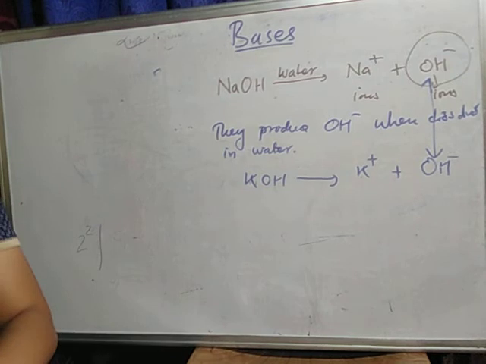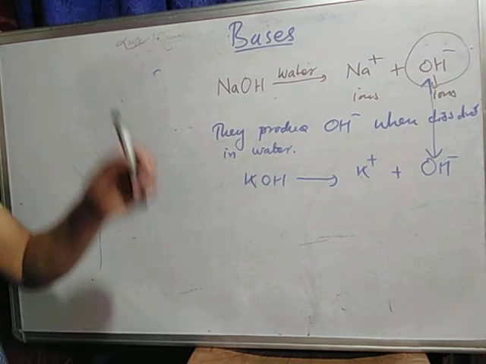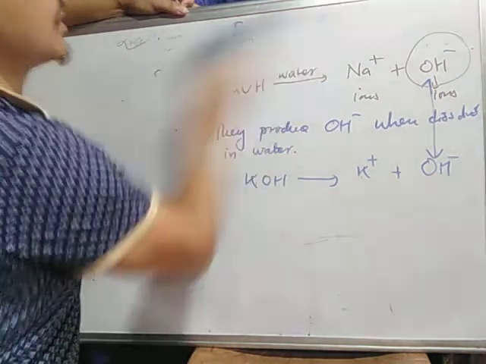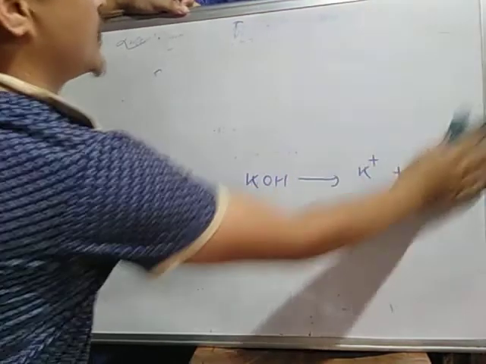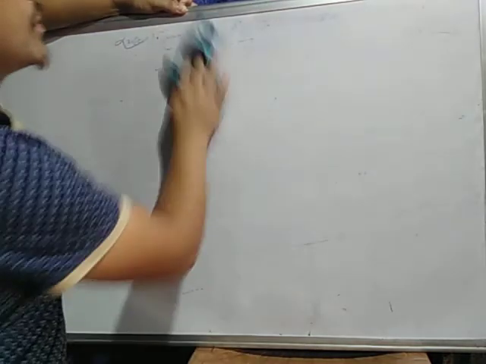So there are 6 properties of bases, turn by turn we'll do. Write down properties of bases. 6 properties of bases. In class 10 you should be very serious.